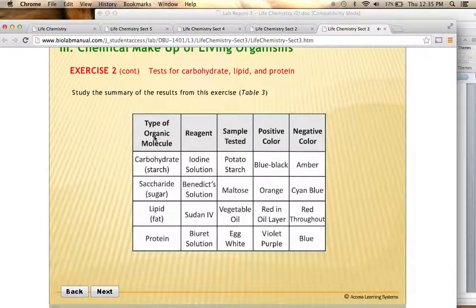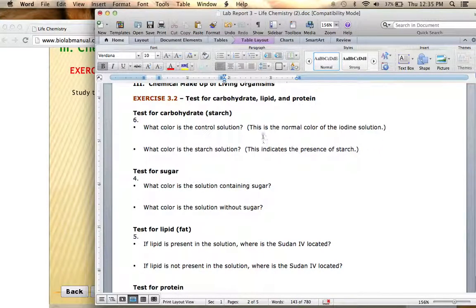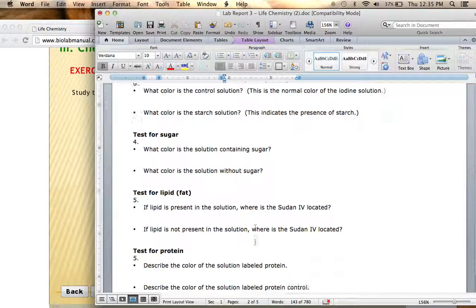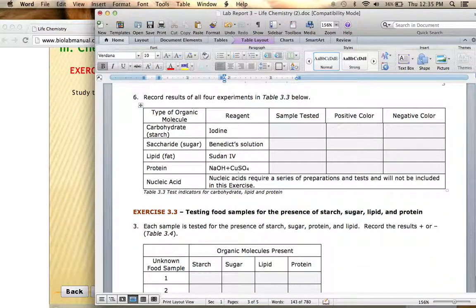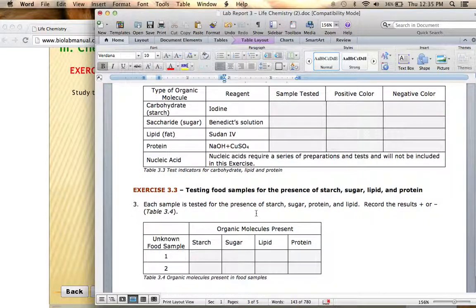So this is our summary table. You have the type of molecule that you're testing, the reagent that's used to test for that, or stain it in the case of Sudan-4, the sample that we tested, what a positive color is, and what a negative color is. And that's the information you need to use to answer these questions under the different tests. And you're going to be recording the results of those experiments that you watched in the video under the table 3.3 below.